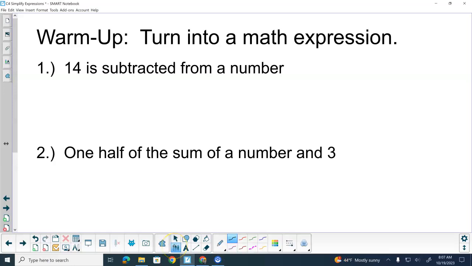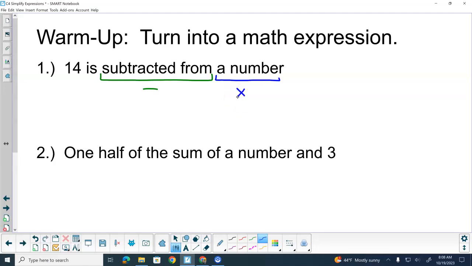Mathematical operation going on in number 1. Add, subtract, multiply, divide. What's our mathematical operation? Subtract. What did we choose or use to represent a number? X, okay? Because it means a variable, right? We can represent a number with a variable, so let's call this X. So my choices are 14 minus X.